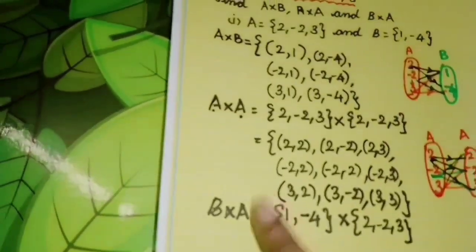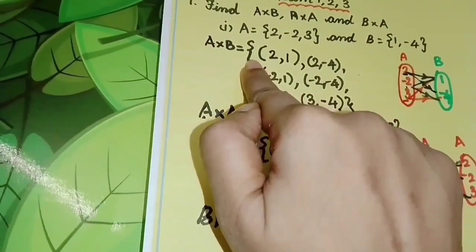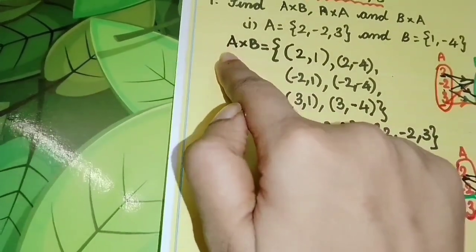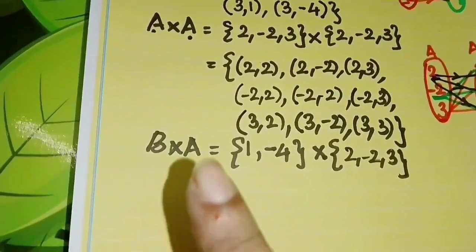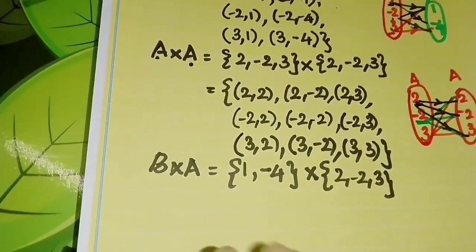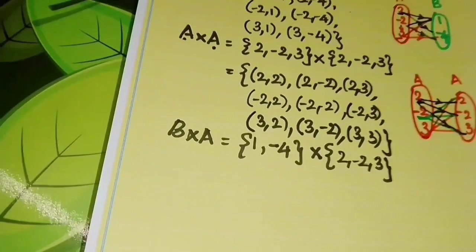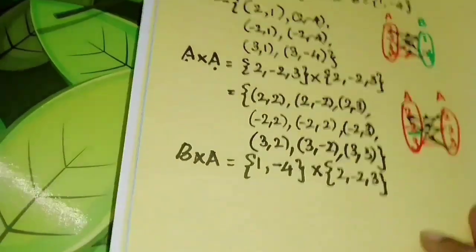Okay. So this sum is entirely different from the first subdivision we have dealt with. Here the first element is taken from A. The second element of the ordered pair is taken from B. But here the first element is taken from B and the second element is taken from A, and we are going to do this sum directly without the arrow diagram. So shall we proceed? Yes.